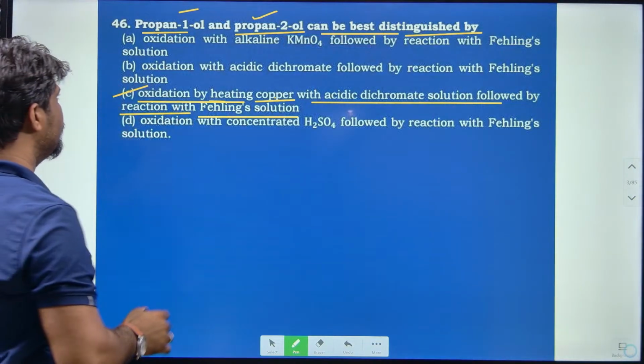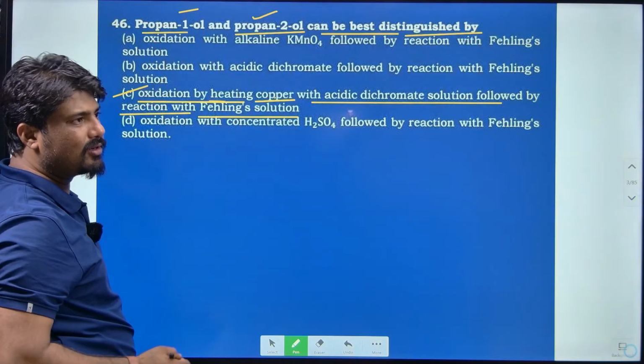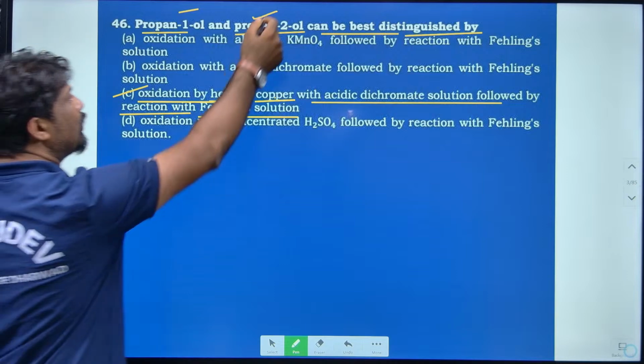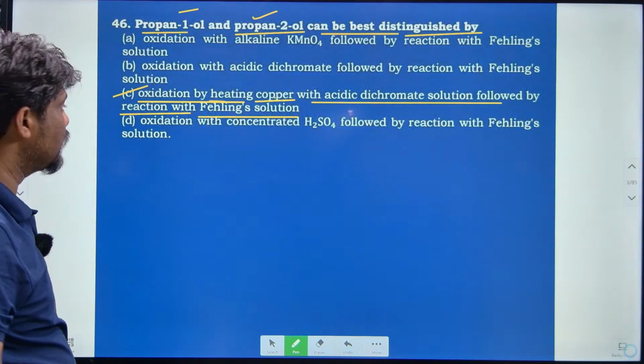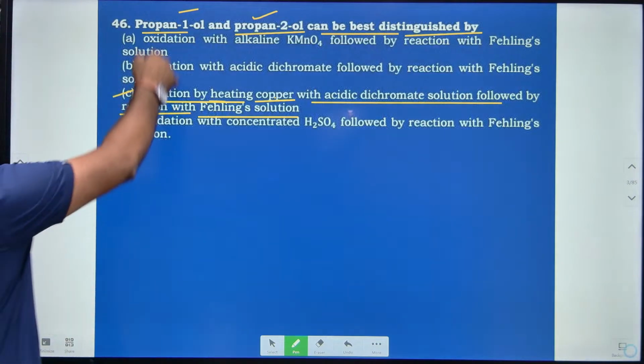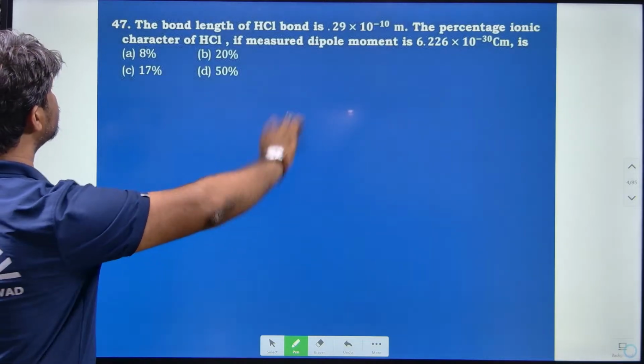option C. Because 1-propanol, when it undergoes oxidation, will give carboxylic acids, and 2-propanol, when it undergoes oxidation, will give ketones. So compared with all options, option C is the best answer for this one. That's it. Let's go to the next question.